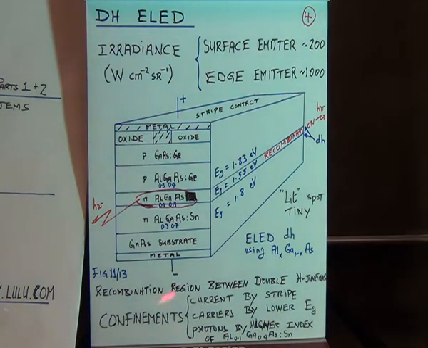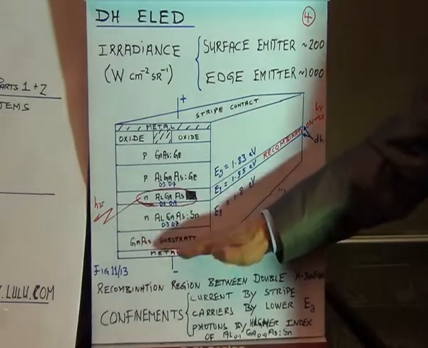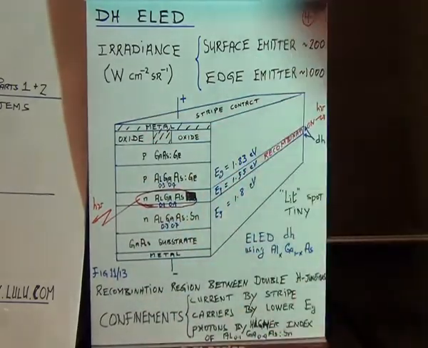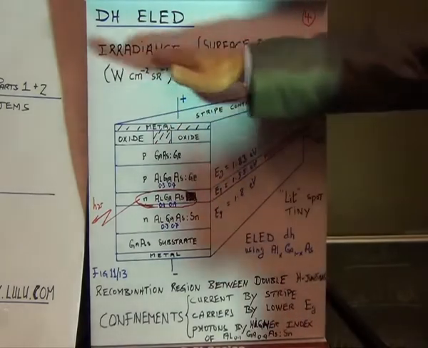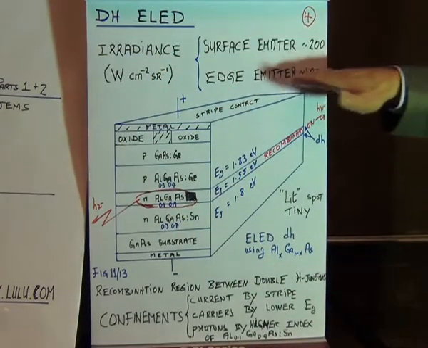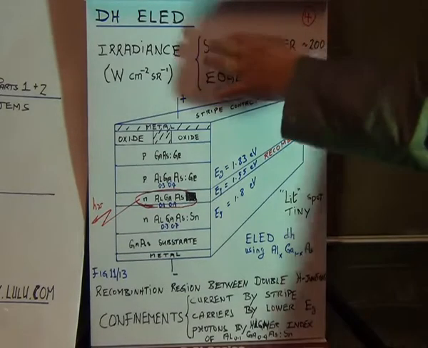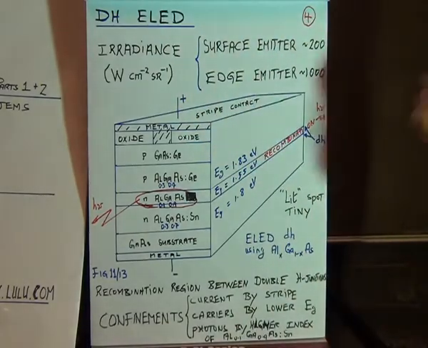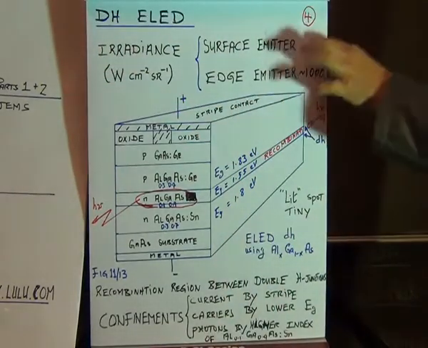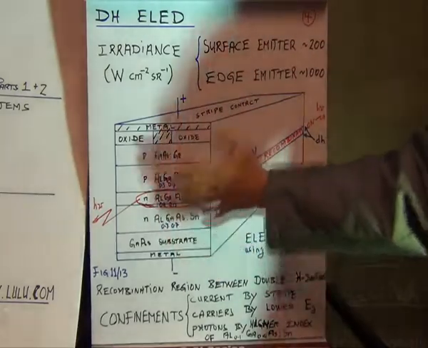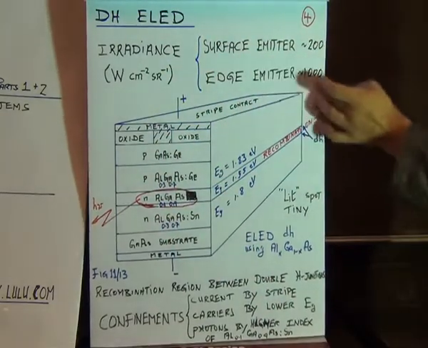So what happens is, by all of these wonderful methods of carrier confinement, which only came about because of our knowledge of bandgap engineering and our ability to control the chemical vapor deposition processes very, very carefully, we end up with this performance improvement that I want to explain. The surface emitter on the last slide has an irradiance of about 200. This one is 5, 6, 7, 8 times better.